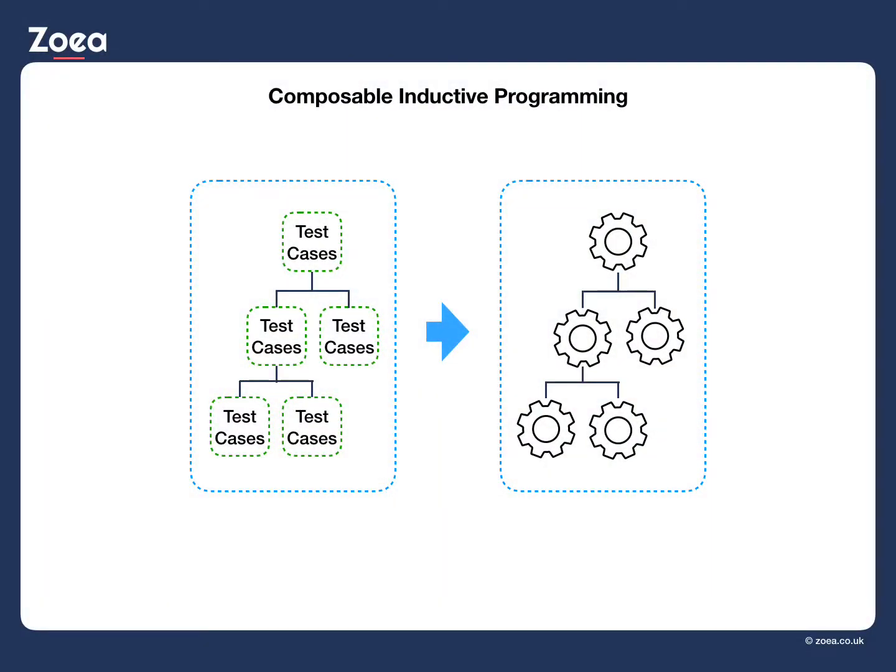The ability to define intermediate values and to use composition allows Zoea to produce software of any size. This approach, together with the ability to generate software automatically, represents a completely new software development paradigm, which we call composable inductive programming.